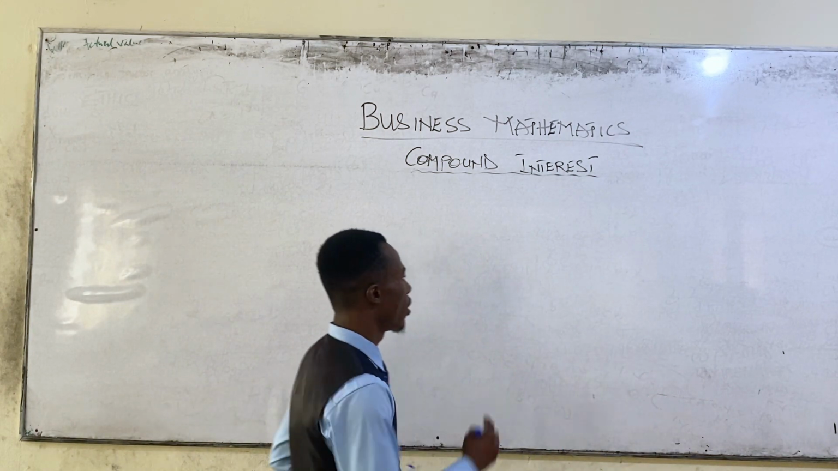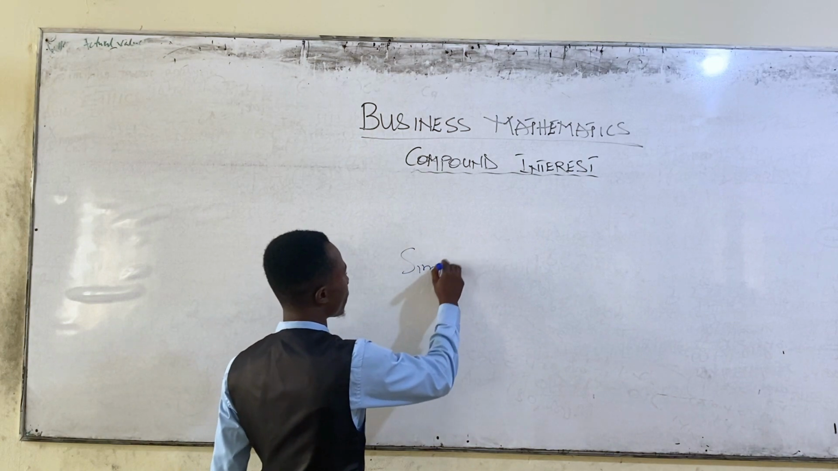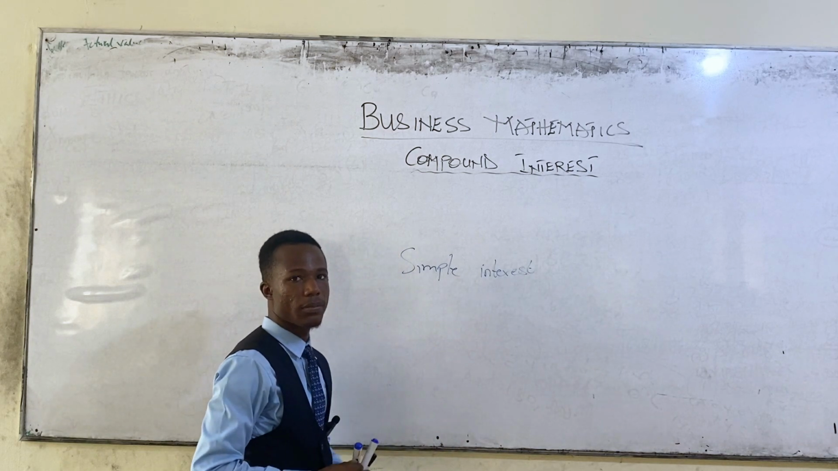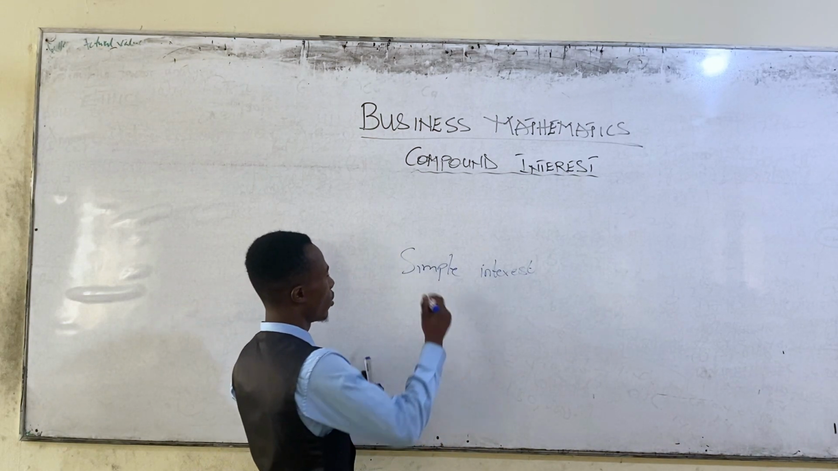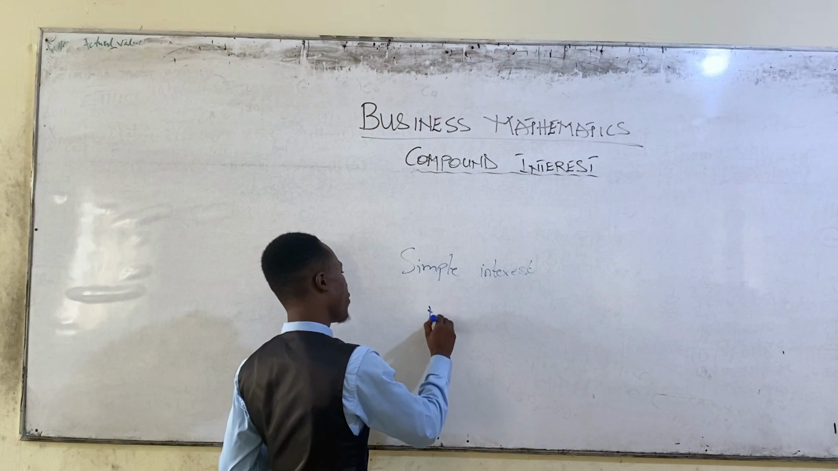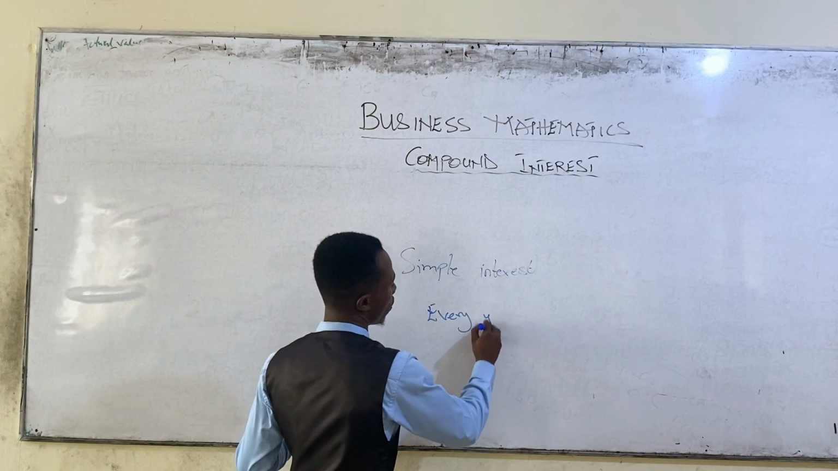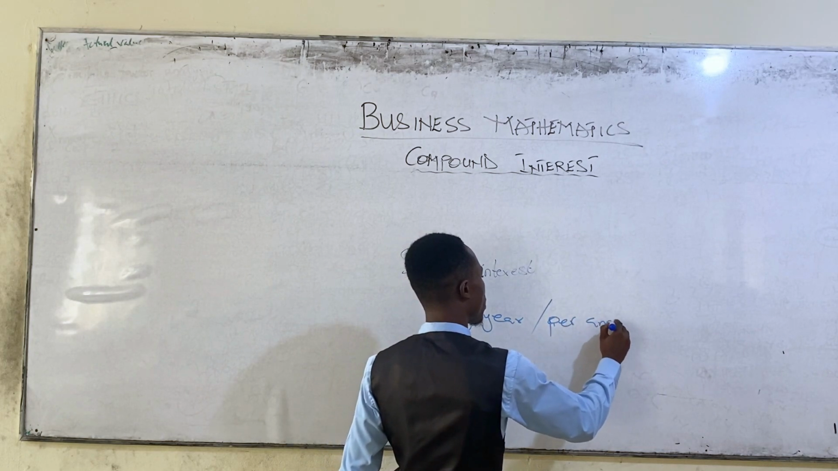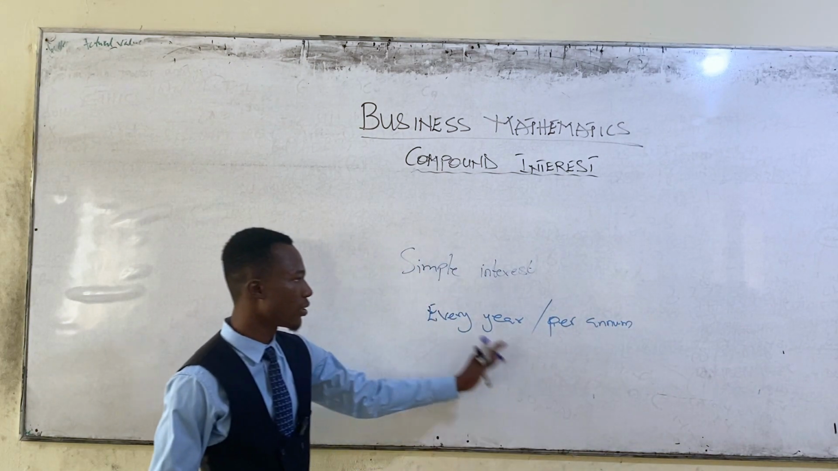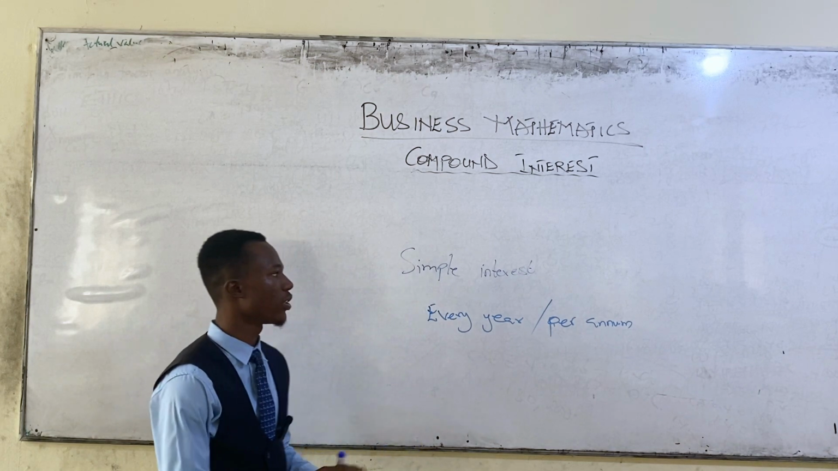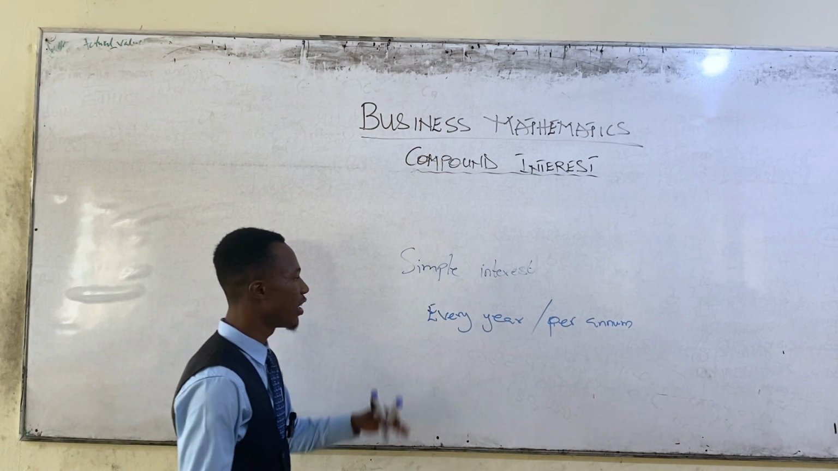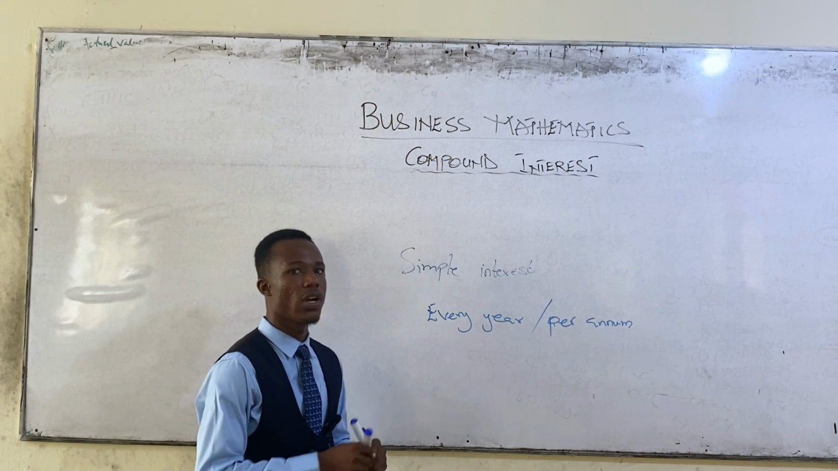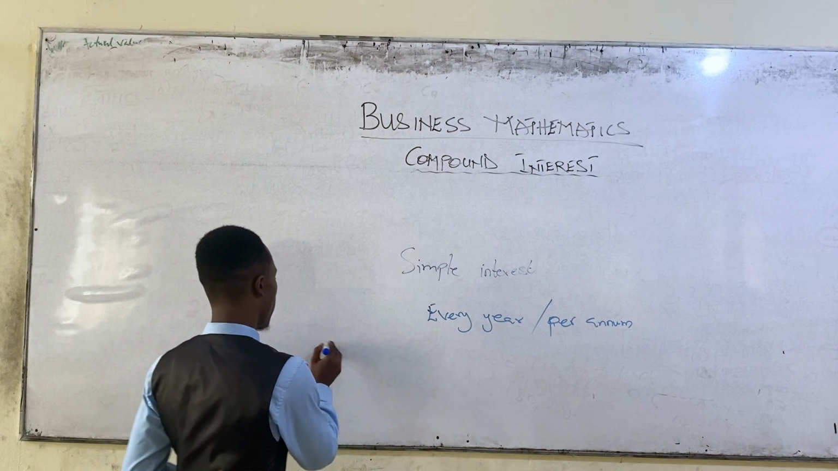But don't forget, when we were talking about simple interest, we said the interest is calculated for a single year. So every year, or per annum, that is annually, right? So that is for simple interest. But here, with compound interest, we calculate the interest for a year. Then we add the interest to the principal to calculate the interest for another year. So that one is accrued.